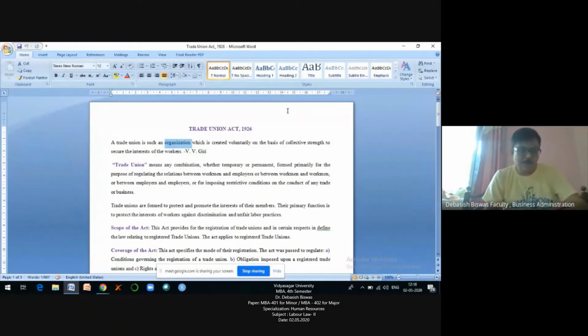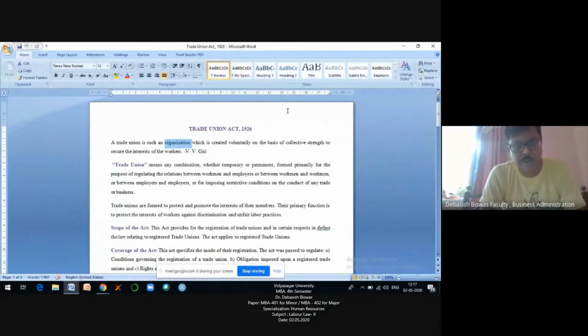Right? So if there is collective opinion of 7 percent, then these 7 percent can apply for a registered trade union. Clear? So registration is a must. If you do not register your trade union, that means you do not enjoy any rights of the trade union. That's why registration is required.